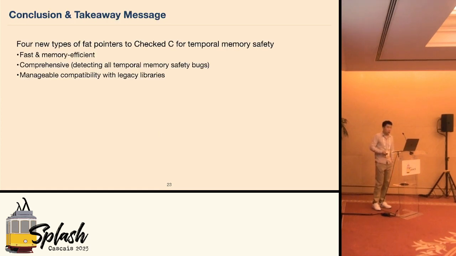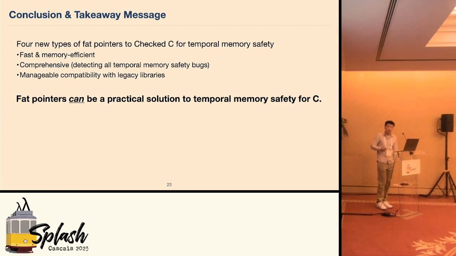So to conclude, we add 4 new types of fed pointers. I only introduced one due to time limitation, but we added 4 new types of fed pointers to check C for temporal memory safety. And it is fast and memory efficient, and it provides comprehensive memory safety, meaning detecting all types of temporal memory safety bugs for both heap and stack. And it gives manageable backward compatibility with the legacy libraries. The takeaway message is we believe fed pointer can be a practical solution to temporal memory safety for C.